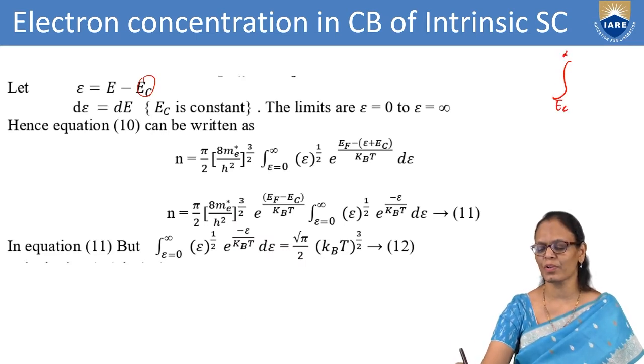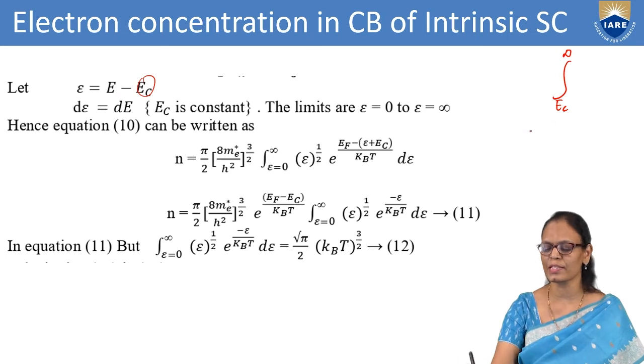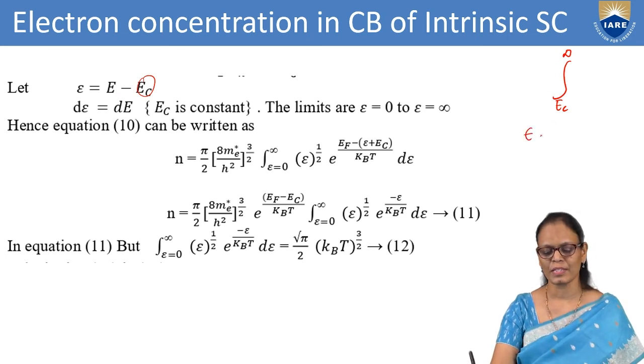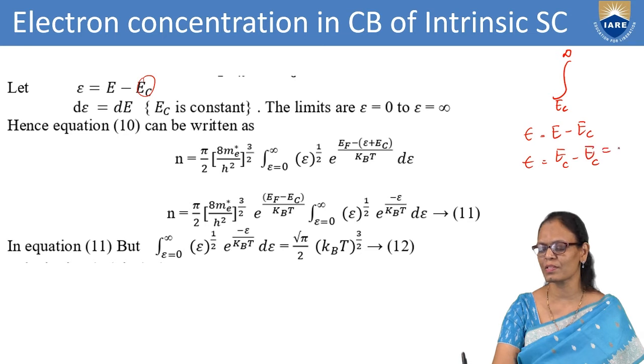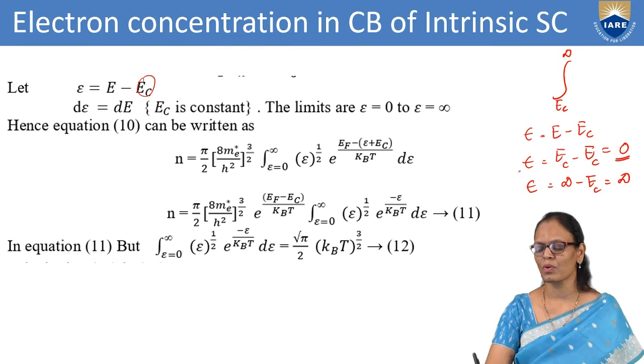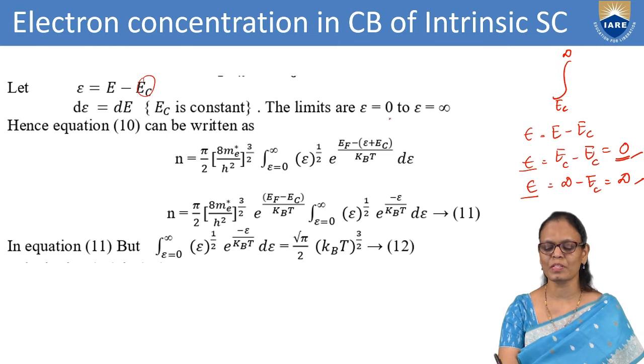Initially, it is from EC to infinity. Now, when I substitute this condition, epsilon is equal to E minus EC. So, in place of E, I will put EC first. So epsilon is equal to EC minus EC. That will give us 0. So the lower limit will be 0. And for the upper limit, in place of E, I will put infinity minus EC. So this is infinity. So what will be the limits now for epsilon? It will be from 0 to infinity. So epsilon will take the values from 0 to infinity.